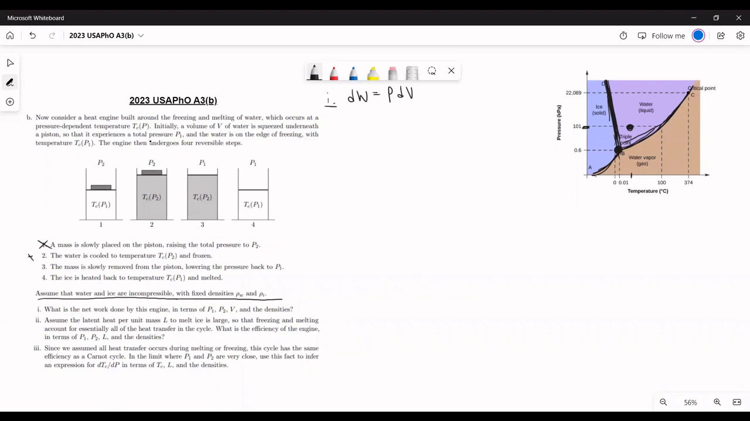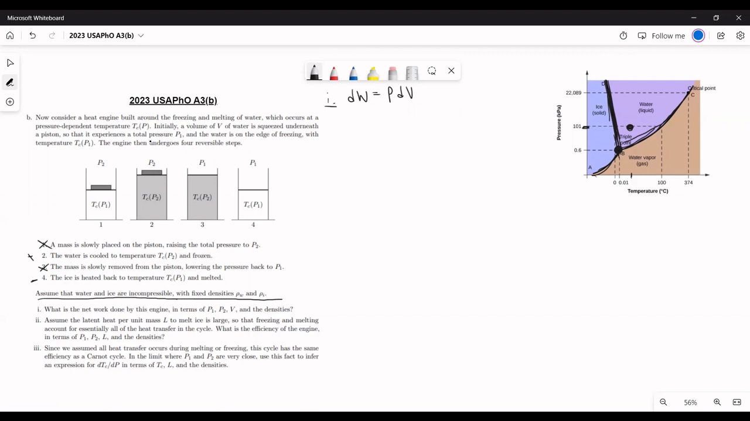Now in step three, it's similar to step one, where we're just changing the pressure. And since ice is also incompressible by this assumption, there's going to be no change in volume and therefore no work. Now in step four, we're heating the ice to a higher temperature and then melting it. And here we're going to have a decrease in volume. So basically the system is getting compressed, and that means that work is being done on the engine instead of the engine doing work on its surroundings. And that means that the work done by the engine here is going to be negative.